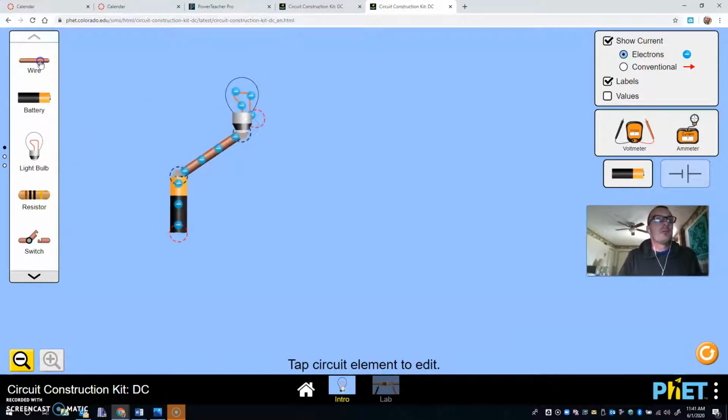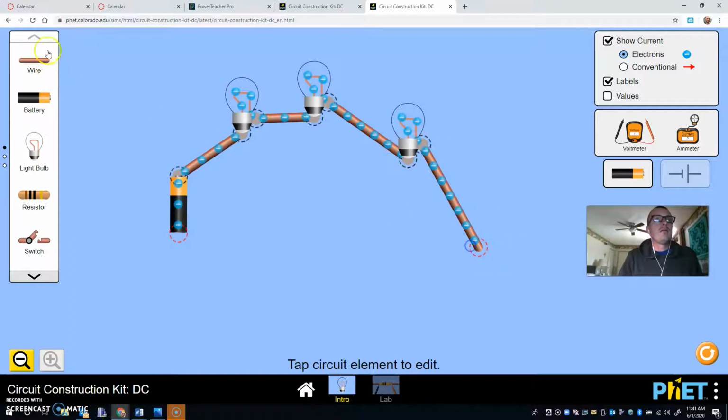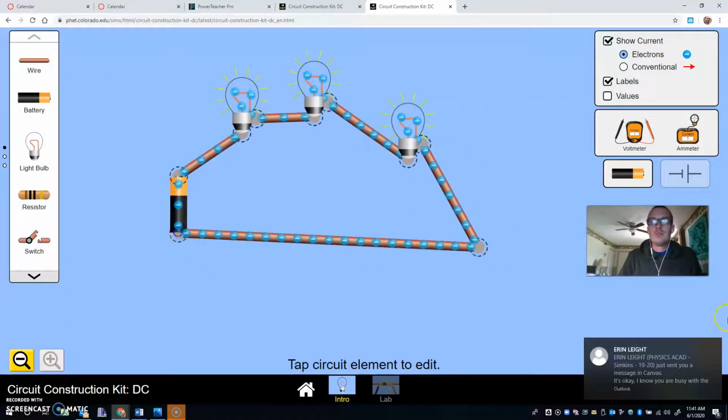And here is a light bulb. And then we're going to go for a wire. We're going to go for another light bulb. We're going to go for a wire. And we're going to go for another light bulb. That's 3 light bulbs, in case you're counting. And we're going to go like this, all the way back to the beginning.